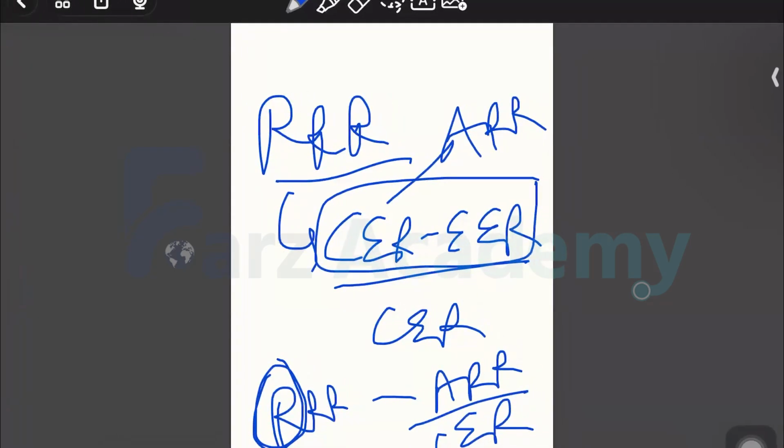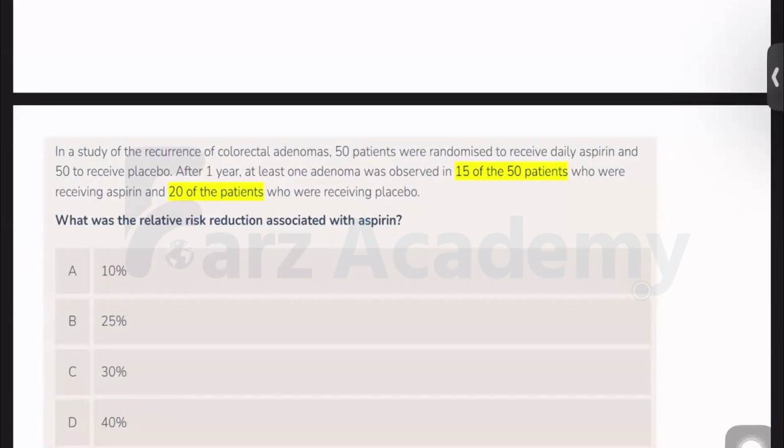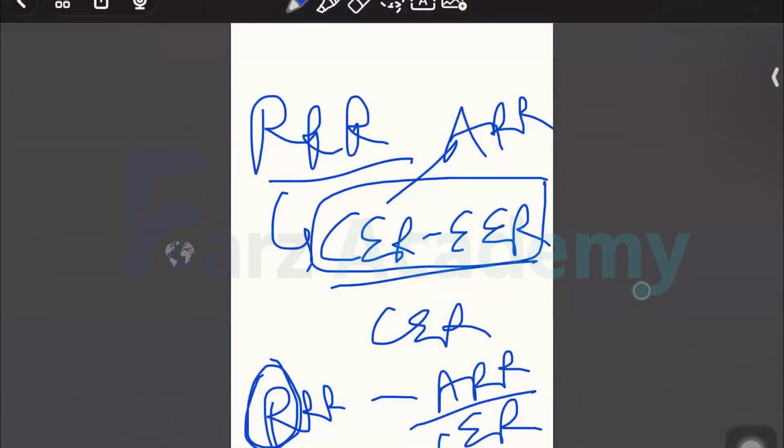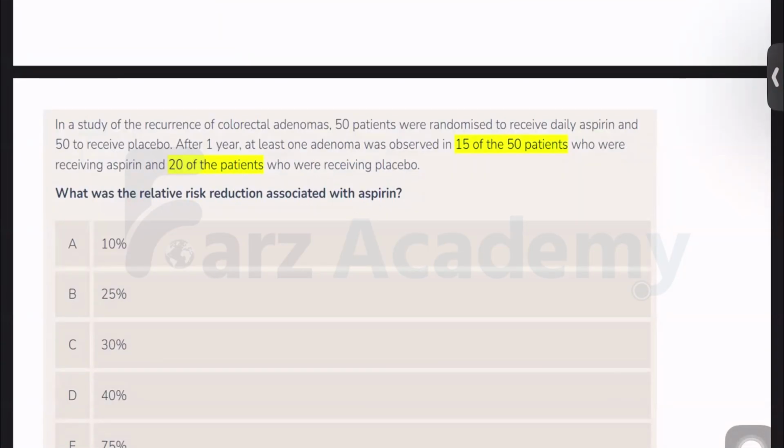Can somebody now tell me the answer? Anyone else apart from the person who told? Okay, tell me what is the absolute risk reduction you get here, the numerator, which I want here. What is the absolute risk reduction here? 5. Absolute risk reduction is 5.